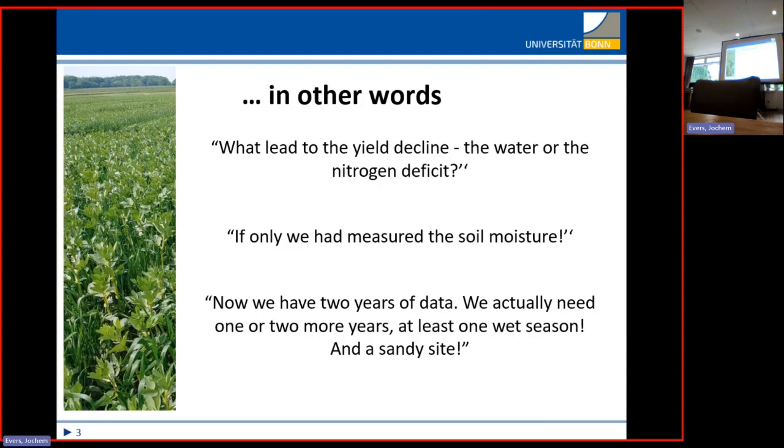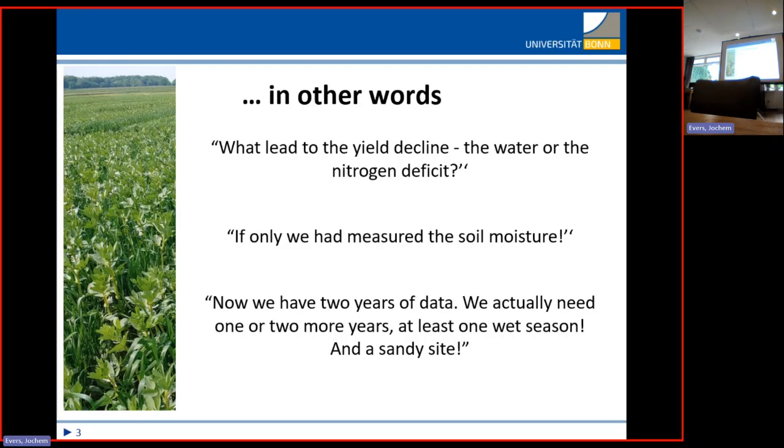after field experiments. After 2 years of field experiments, we say, okay, now we have a yield decline, but was it actually the water, or was it the nitrogen, or the phosphorus, or was it both? We don't know. Or we're angry at ourselves because we haven't measured soil moisture. Yeah, it would have been so important, but nobody thought about it.